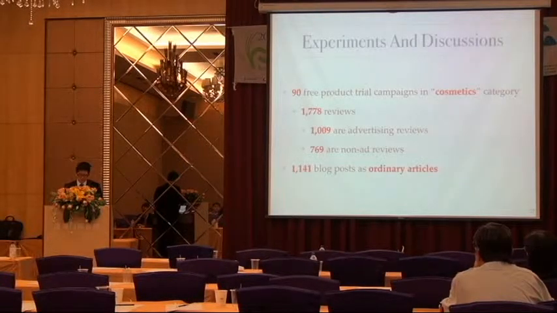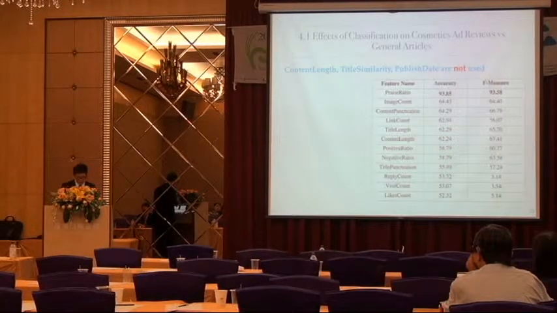We first selected 90 campaigns in the cosmetics category. Then, by using brand names and product names to search in popular blogs, we collected nearly 2,000 reviews in total. Among these reviews, about 1,000 are advertising reviews. The remaining ones are non-ad reviews. We further collected more than 1,000 blog posts as our data set of ordinary articles. Since general articles don't contain any product information, some features are not used here.